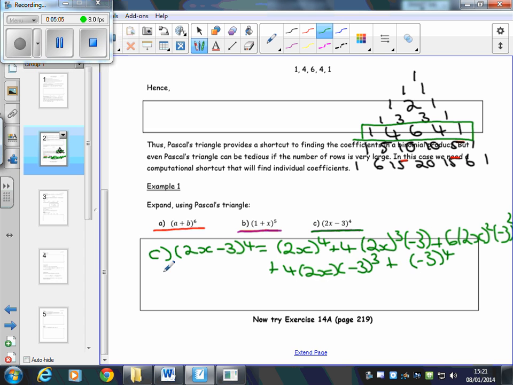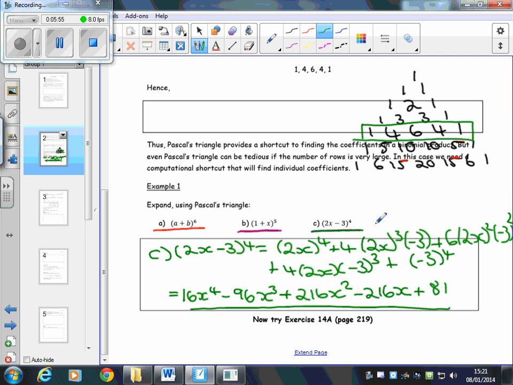will give us 16x to the power of 4 minus 96x to the power of 3 plus 216x squared minus 216x plus 81.